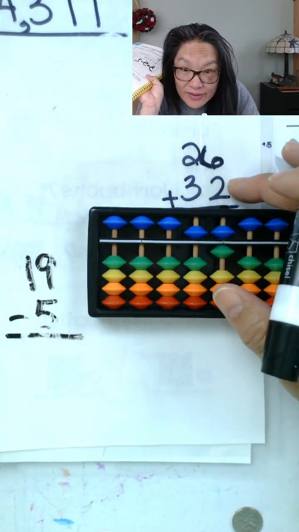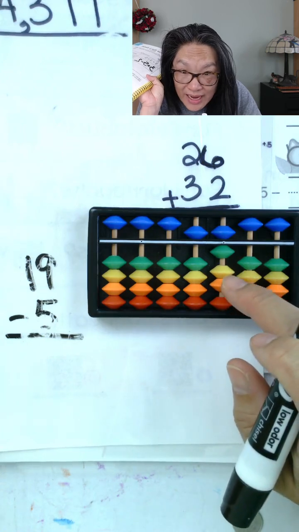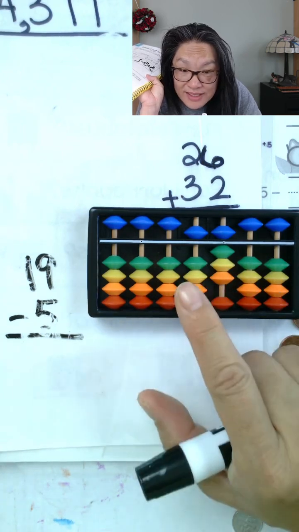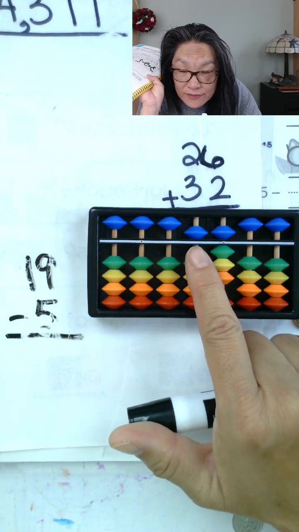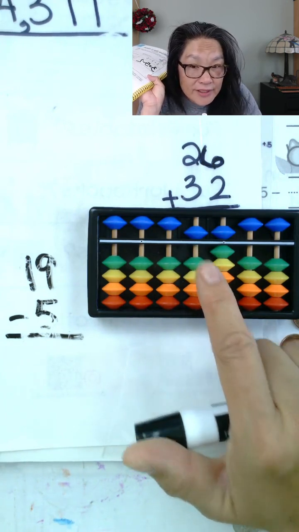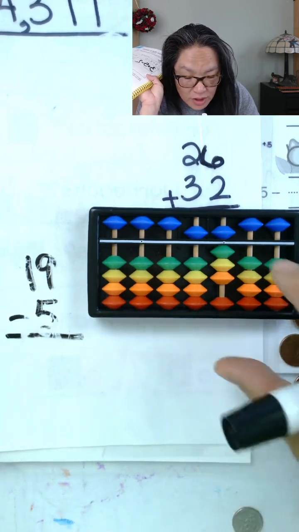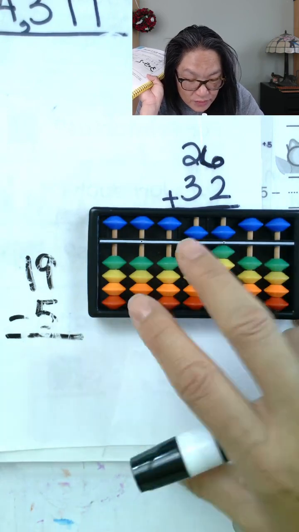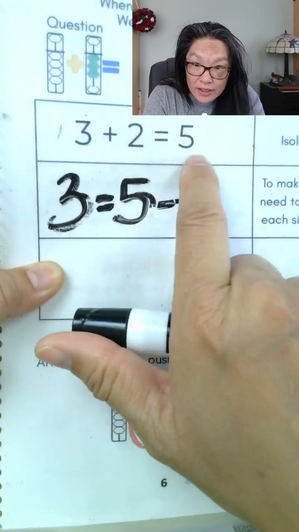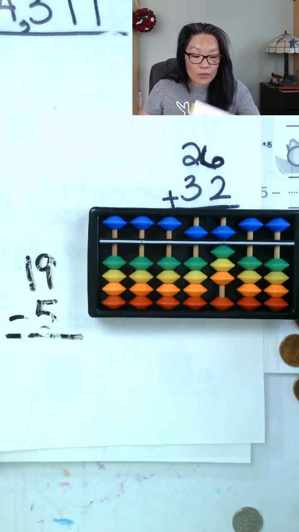And then can we add the 2? Yes, we can add the 2. So we add the 2. So my final answer is 58, right? So what did we just do? What we did is we understood our fundamentals. We understood the fundamentals of how to add the 3 and the 4. And then we're able to scale it.